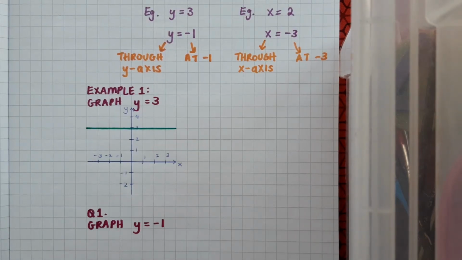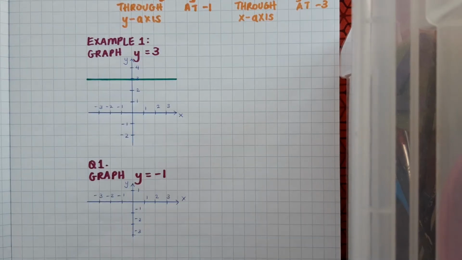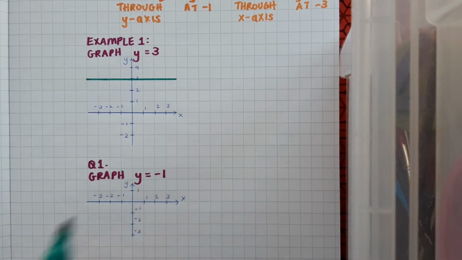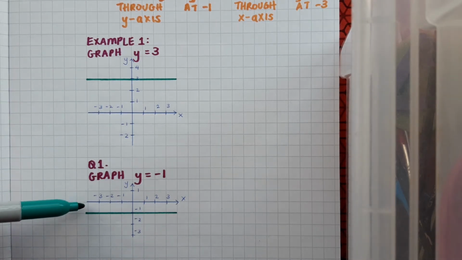So now a question for you. I want you to graph y is equal to -1. So pause the video here while you do that, and then play and make sure that you were correct. So again, I've drawn my xy plane. I've got this really simple looking equation, which tells me to go to the y-axis and go through -1. And when I do that, my line should look just like this. Notice that in both of these cases, the line that I've drawn is parallel to the x-axis.